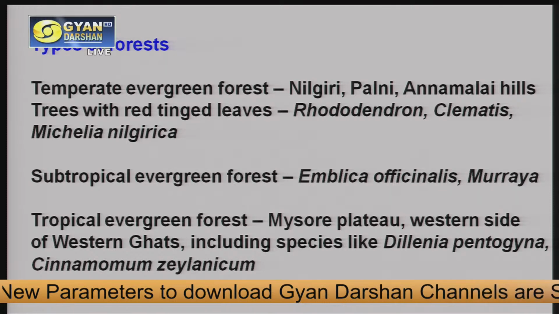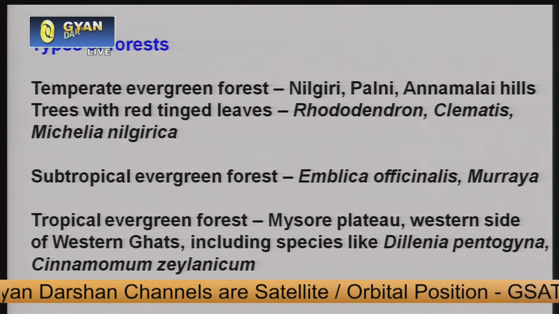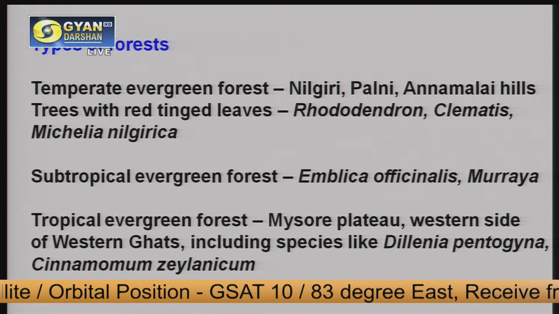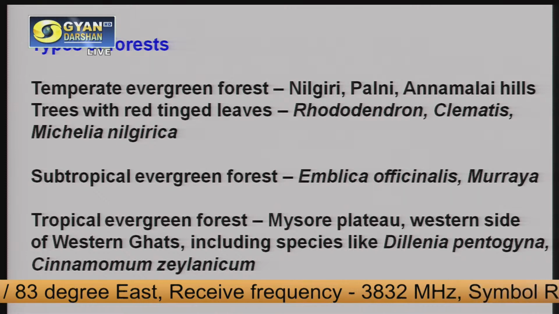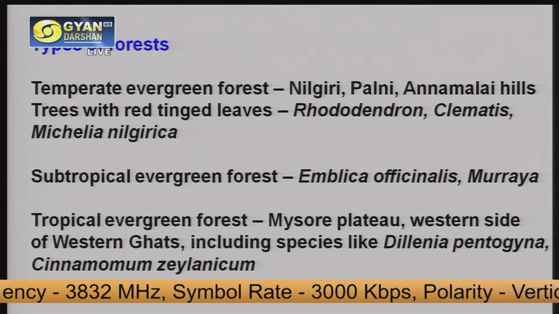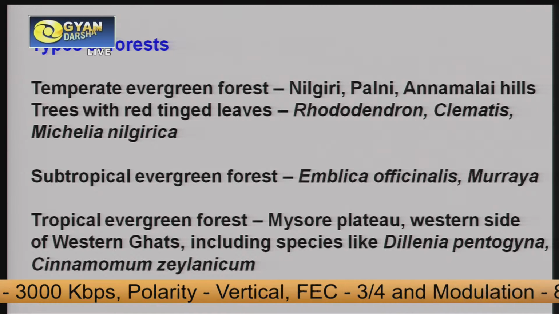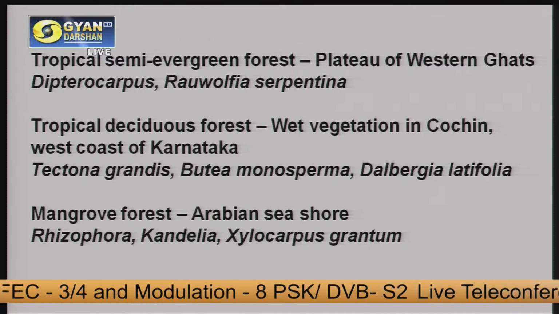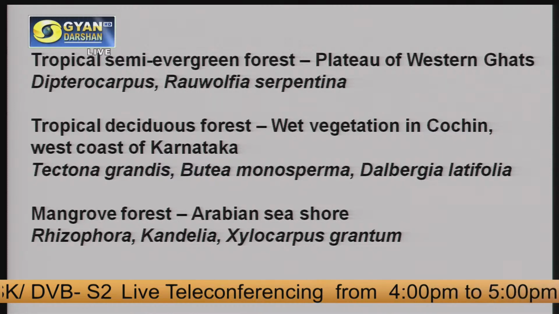Now here you have different kinds of forests, like temperate evergreen forest you have in the Nilgiri, Palni, Annamalai hills, trees with red tinged leaves, rhododendron, clematis. Subtropical evergreen forests consist of Embelica officinalis, Muraya. Tropical evergreen forest mostly in the Mysore Plateau, western side of Western Ghats, which include Dillenia, Cinnamomum, etc. Among the tropical semi-evergreen forest, you have along the plateaus of Western Ghats certain species like Rauwolfia serpentina.